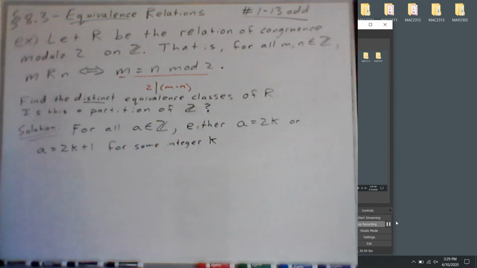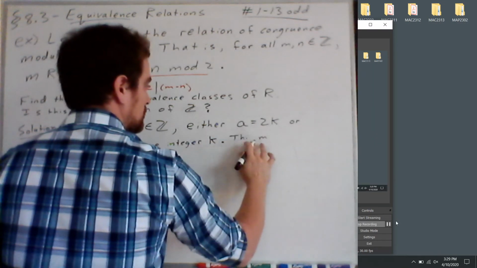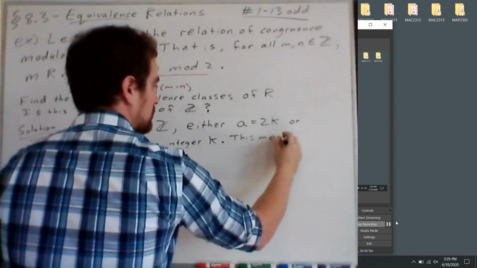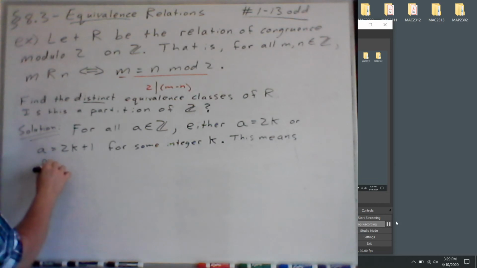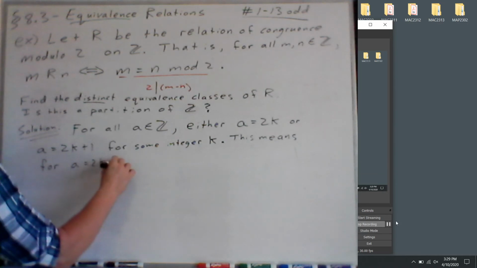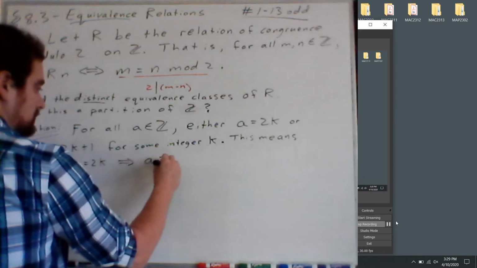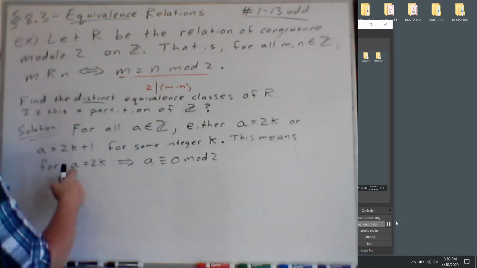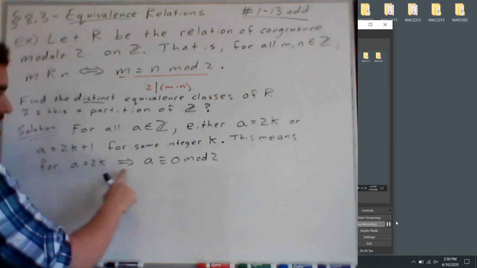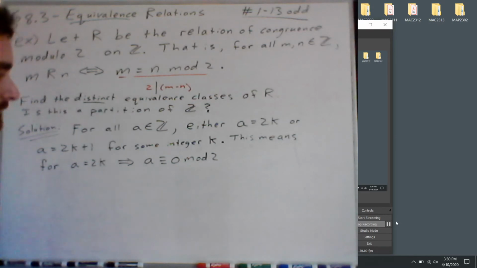Right, so any integer can be written in either one of these two forms. So this means for A equal to 2k, we're going to have A is congruent to 0 mod 2. Why? Because it's even. If A is even, it's congruent to 0 mod 2. Right? There is 0 remainder left over.